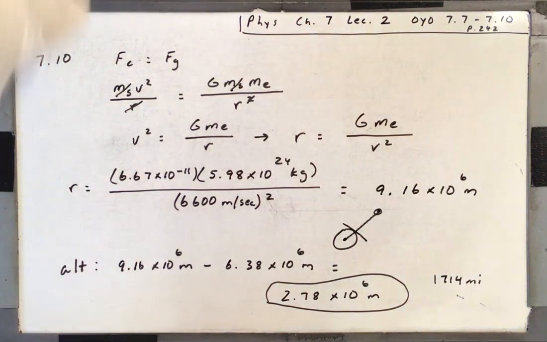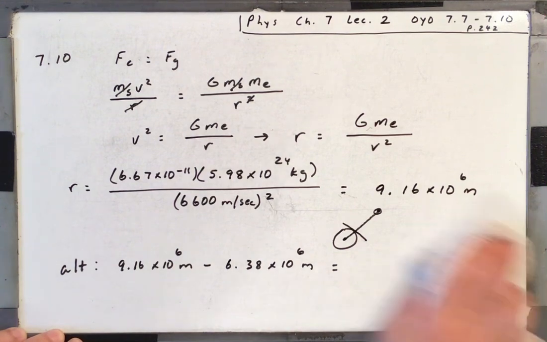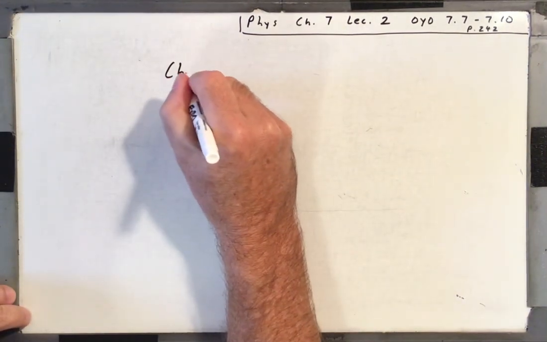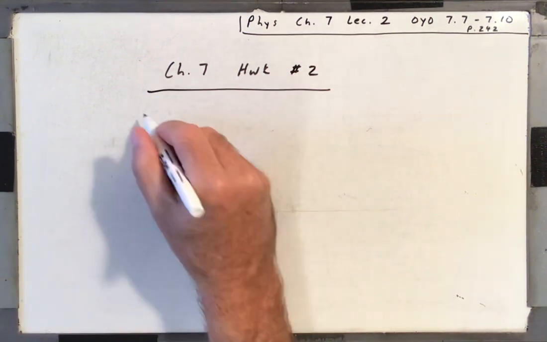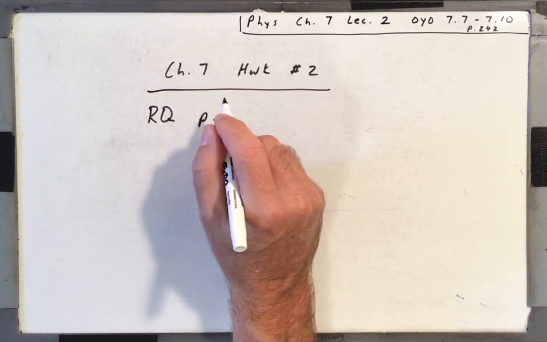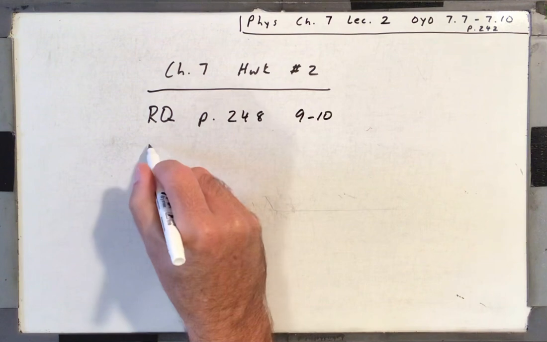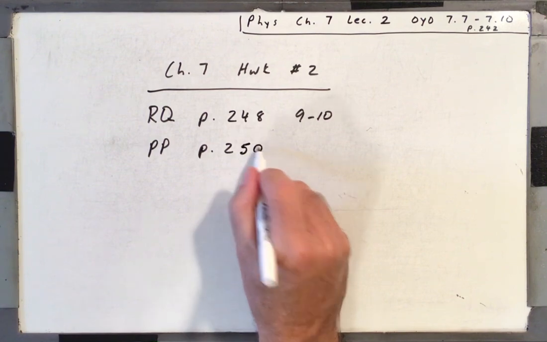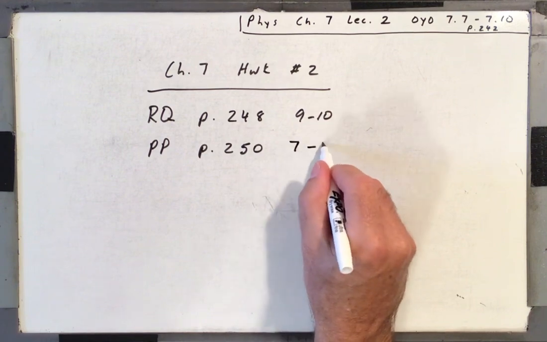Okay, that does it for Chapter 7. So the homework is just to finish up the review questions and practice problems, but I'll write those down for you. So homework number 2. You're going to do review questions on page 248, 9 and 10, and practice problems page 250. You can do 7 through 10. So 4 problems just like we just worked.